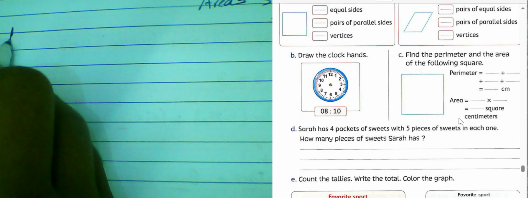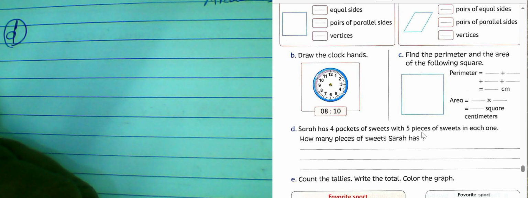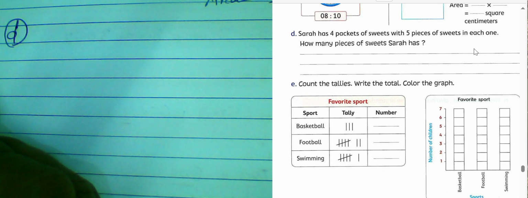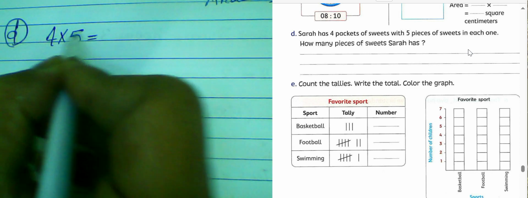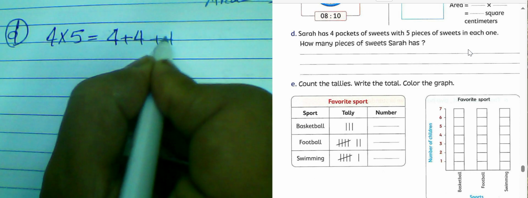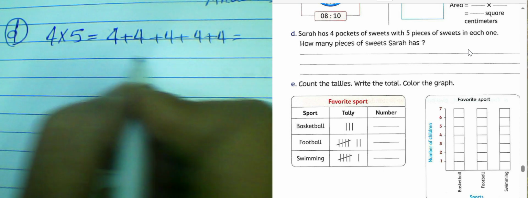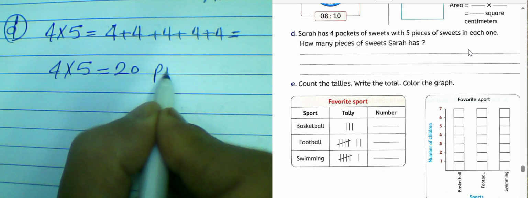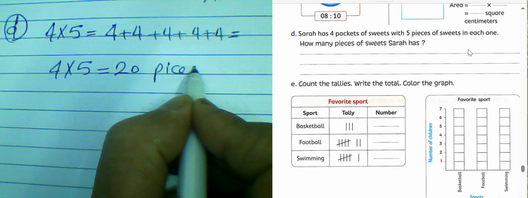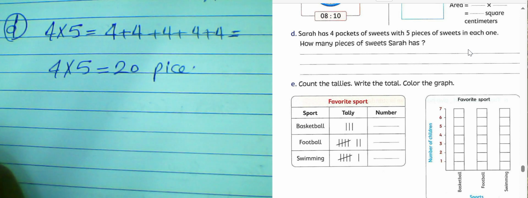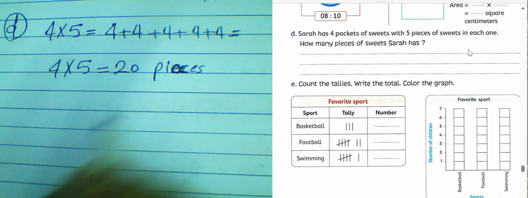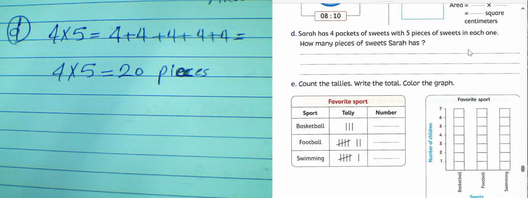Next question, letter D. Sarah has 4 packets of sweets with 5 pieces of sweets in each one. How many pieces of sweets does Sarah have? We can find 4 product by 5, meaning 4 plus 4 plus 4 plus 4 plus 4. 4 times 5 equal 20. Okay, then the number of pieces will be 20.